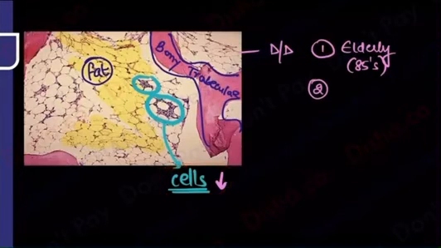Look, the cells are so few and the fat is so much. Why is this a 20? So this means this person is having a problem. What problem is he having? This could be a case of aplastic anemia.